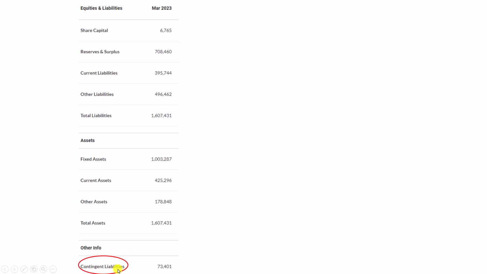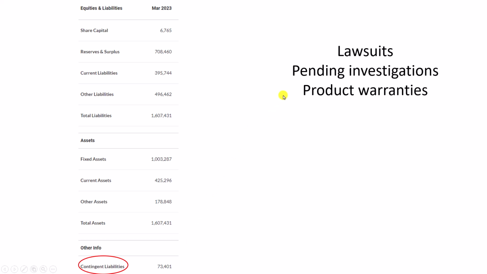Now, this is kept aside. How much is this? 73,401 crore rupees. So this is kept aside as a precautionary measure. For what? Let us see. Let us say that someone has filed a complaint against the company saying that the company is cheating the customers or consumers by saying that they are in profit, while in reality they are in loss. So they may have a lawsuit against the company.